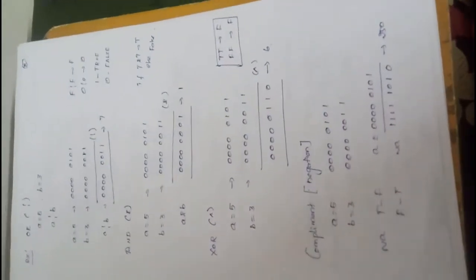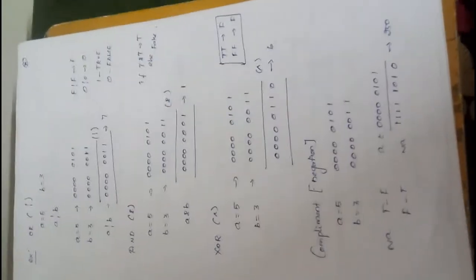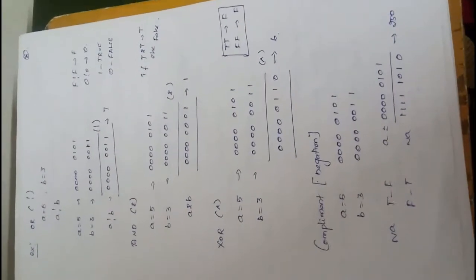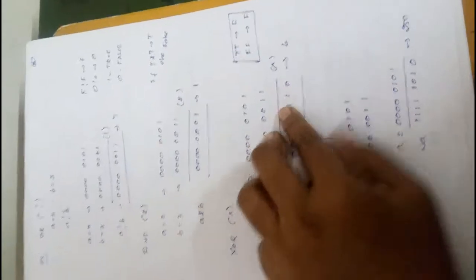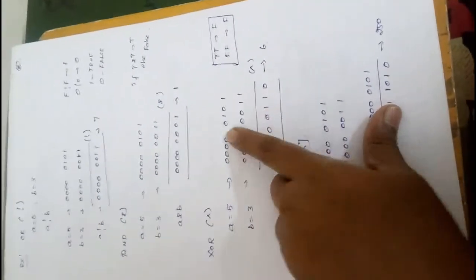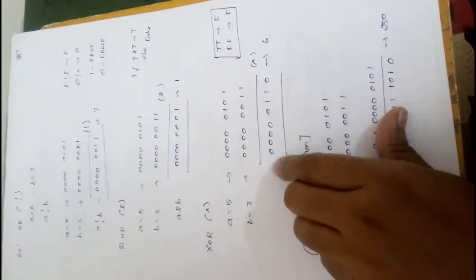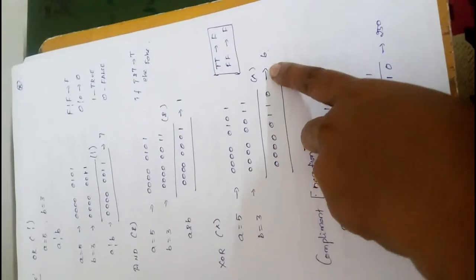So if you want to perform XOR operation, if both the values are true, the result will be false. 1 and 1, both are true, then the result will be 0. 0 and 1, both are different, the result will be 1. Then 1 and 0, both are different, so the result will be 1. If both are 0, the result will be 0. So likewise we have to perform. The integer value of this particular binary number is 6.